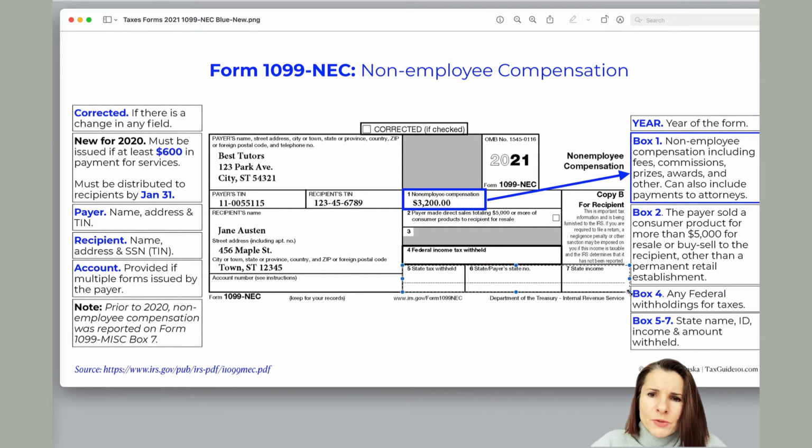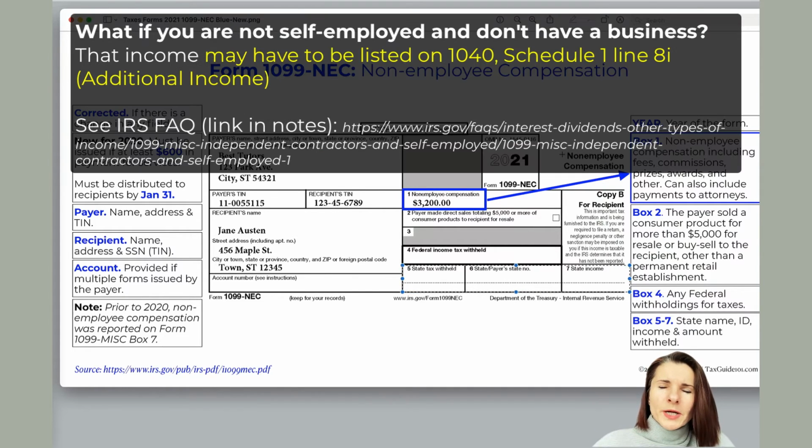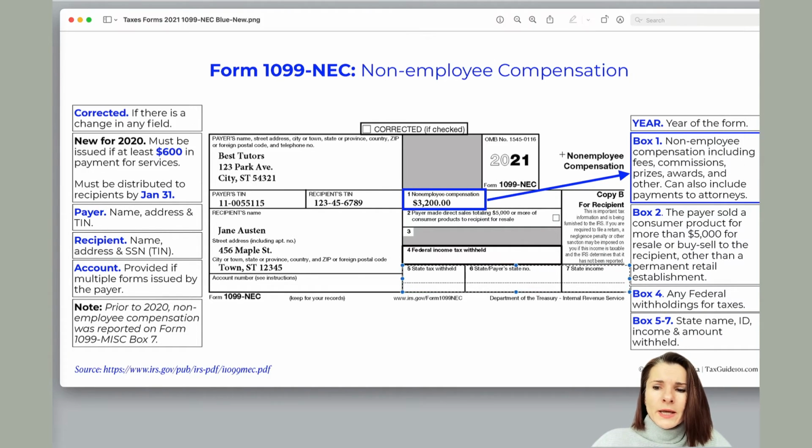But this is really important because many people who have the 1099 NEC have to file Schedule C as self-employed, sole proprietor, and then it's considered like a business. So you are required to file Schedule C, and you have to account for your income and expenses and so on. And it can trigger a higher tax bill, basically.